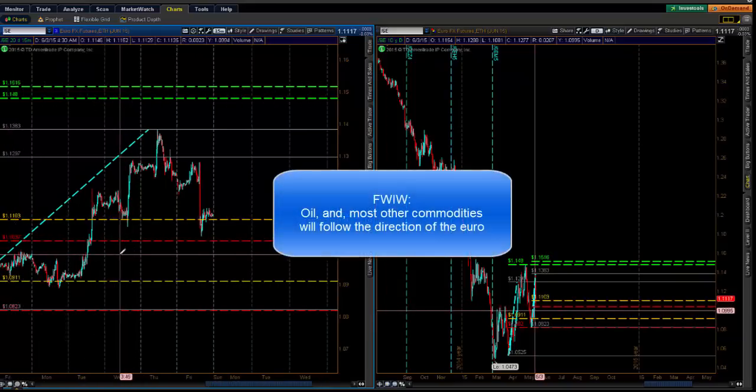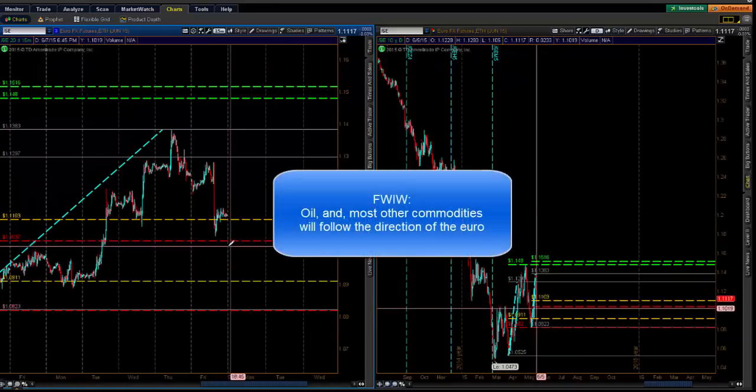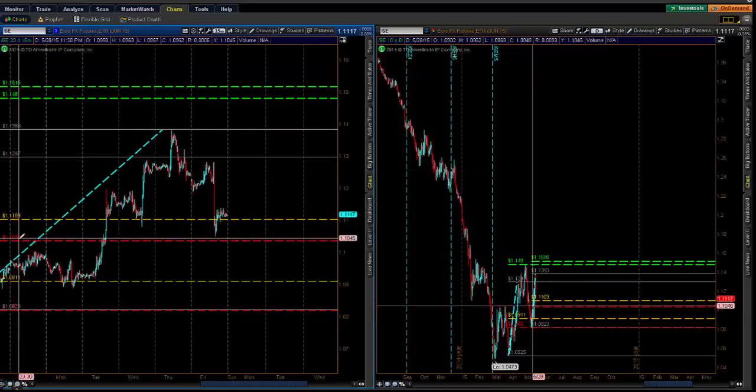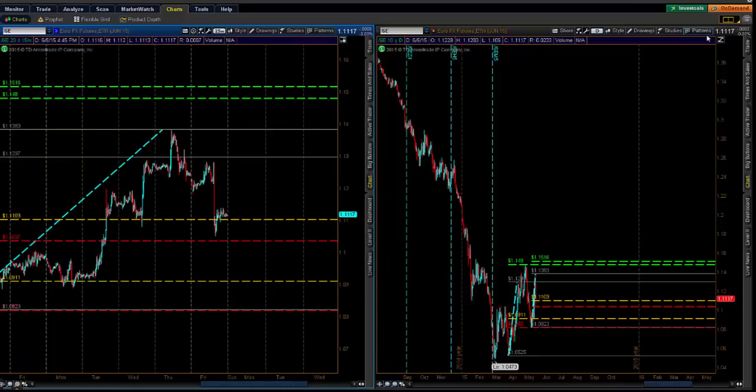Bullish above, bearish below, 110s, 37s. The 110s, 37s. Let's move on.